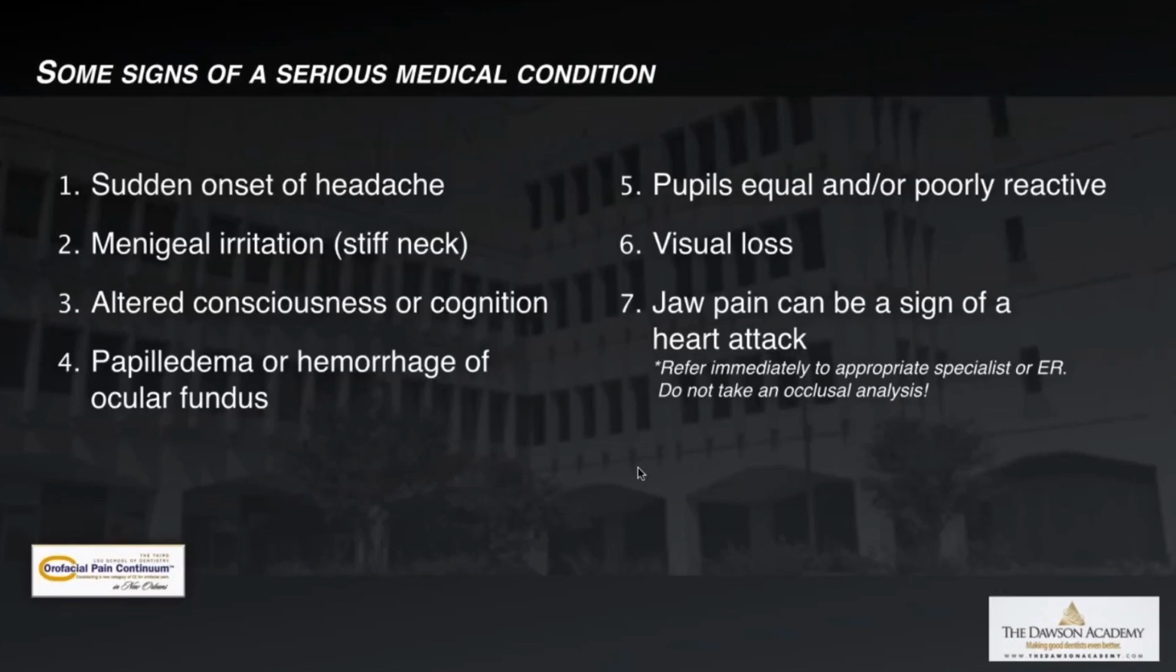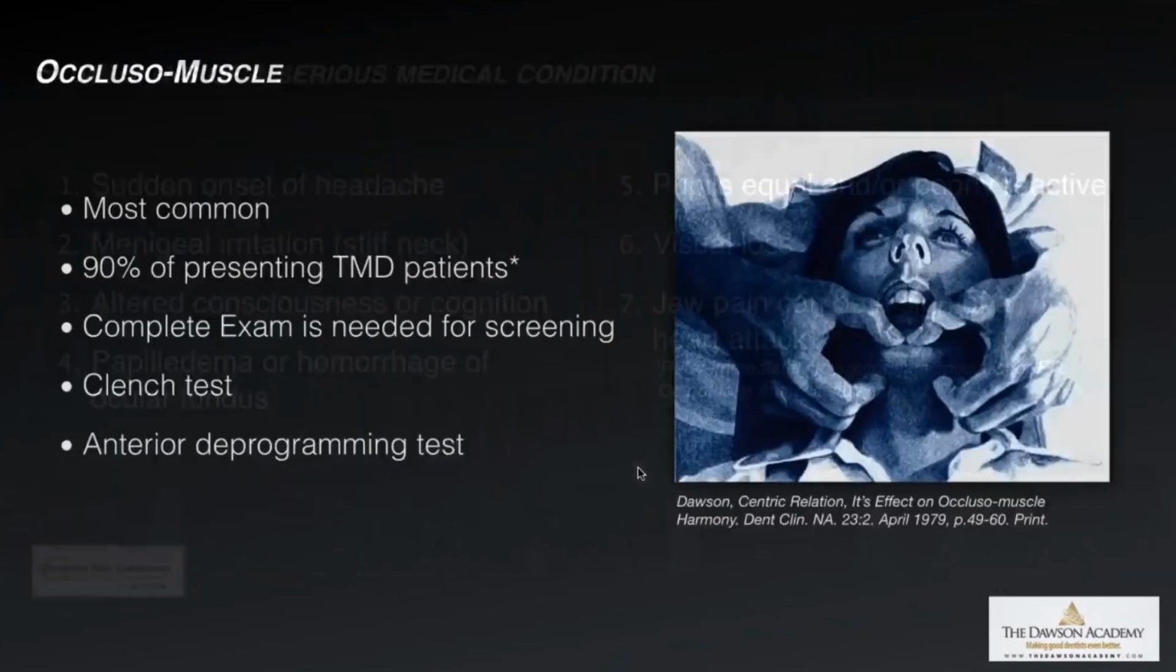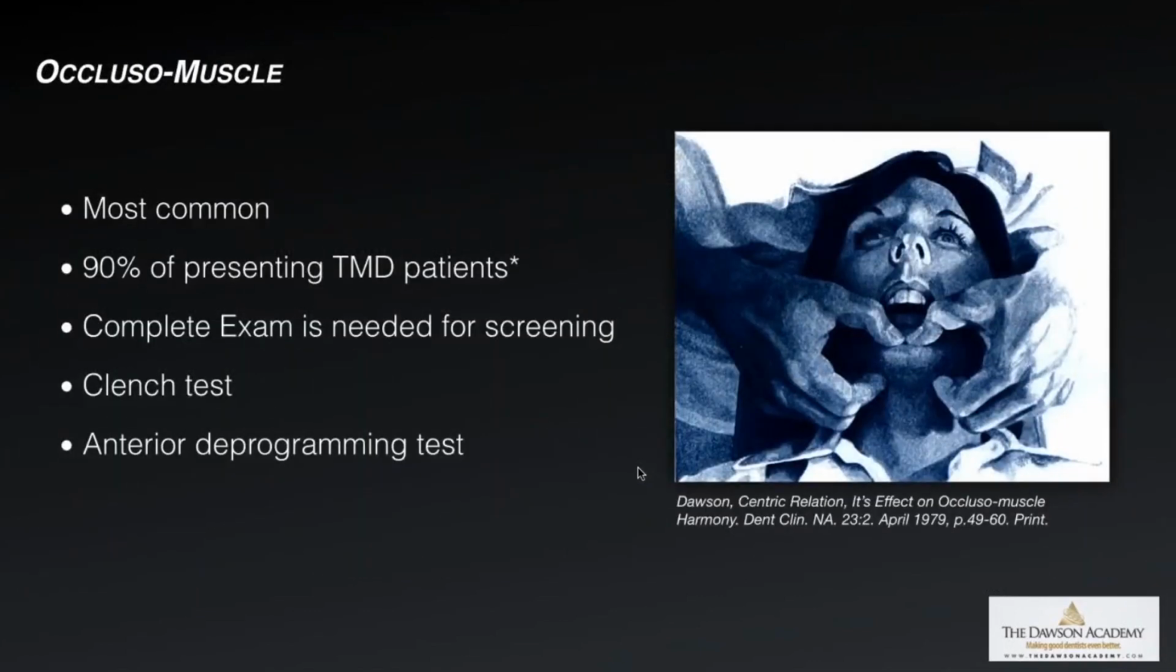So let's look at occlusal muscle. Now, again, according to some of Pete's work that he did a long time ago, this is the thing you're going to see most common. Again, according to what Pete had seen, 90% of presenting TMD patients are going to be occlusal muscle, which is great because this is the easiest one for us to deal with. How are you going to figure out whether it's occlusal muscle or a joint thing? We're going to have to go back to the exam.